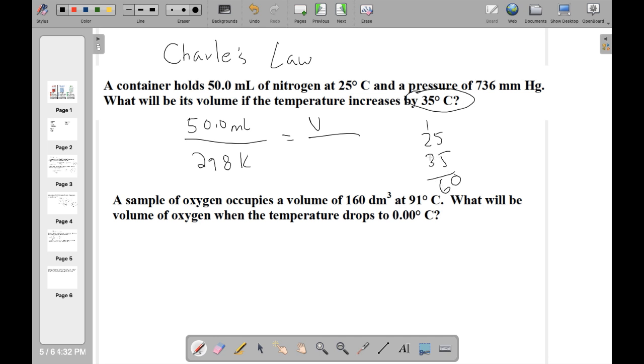Okay, but I need now to convert this to Kelvin. So 60 plus 273, 333 Kelvin. Now I need to rearrange this equation to get V on one side. Yet again with a little bit of math. On this side, if I multiply 333 over 1, so this will cancel. And this side will be 333 over 1.